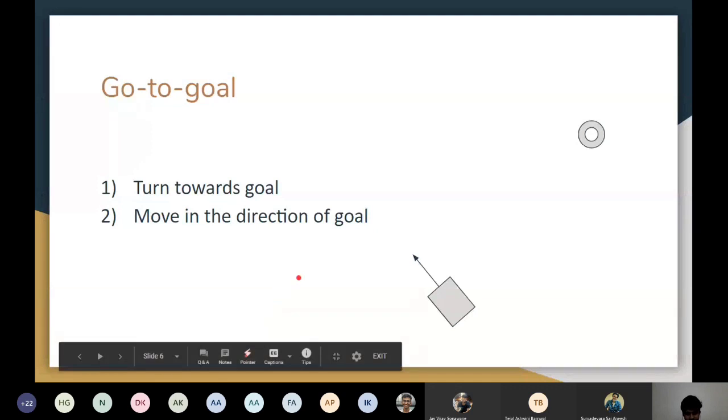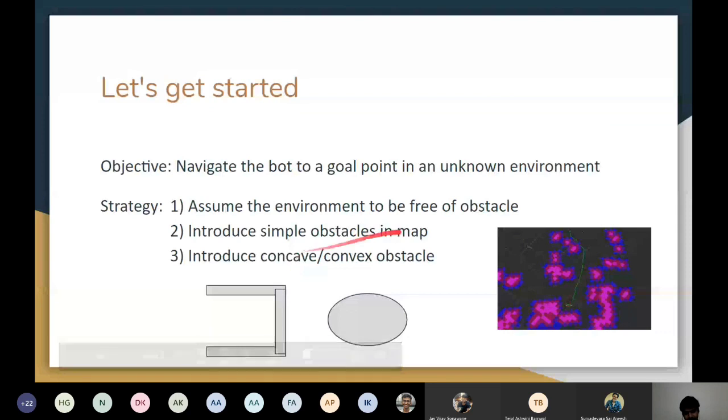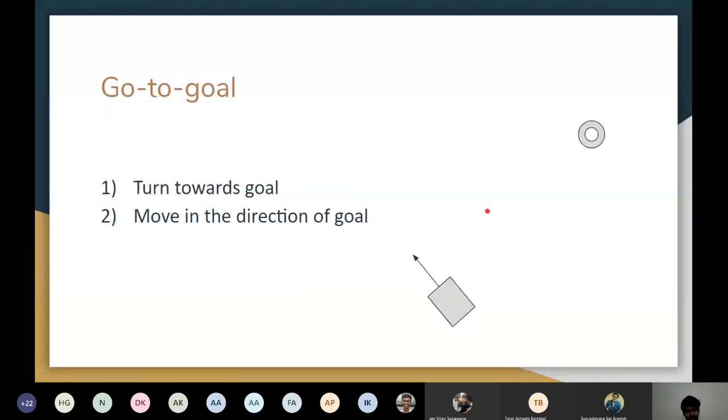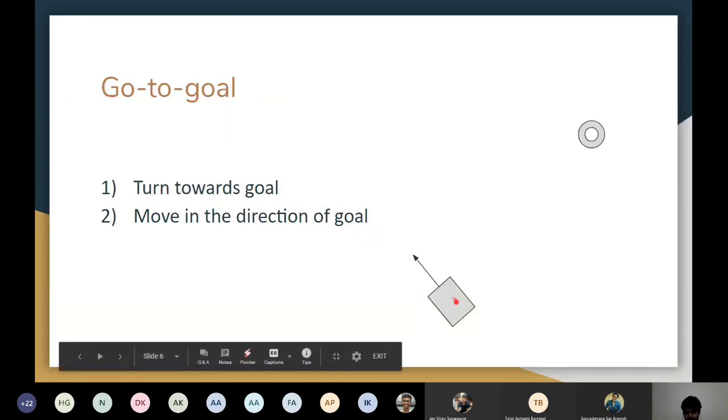So for the first very simplistic map, in which we do not have any obstacle, that is an obstacle-free environment, we are going to call it goal-to-goal behavior. That is a go-to-goal, sorry. So I have an initial state from where I want to navigate to my goal point, or the final state. Okay. So how do you achieve that?